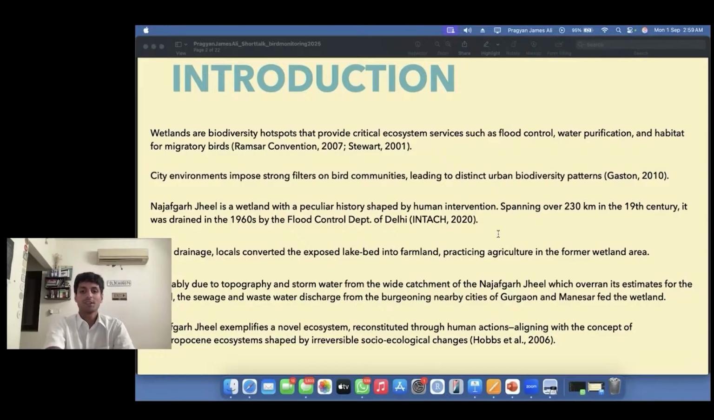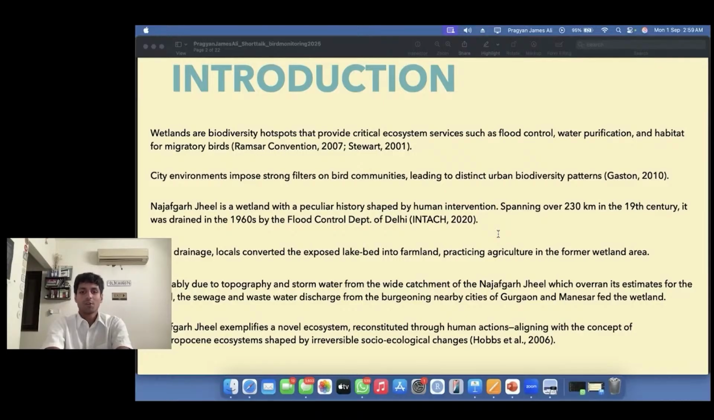The focus of my study is the Najafgarh Jheel, a wetland with a very peculiar history shaped almost entirely by human intervention. Back in the 19th century, it stretched across more than 230 square kilometers, but in the 1960s, it was drained by the Delhi Flood Control Department. The exposed lakebed was then converted into farmland by local communities.